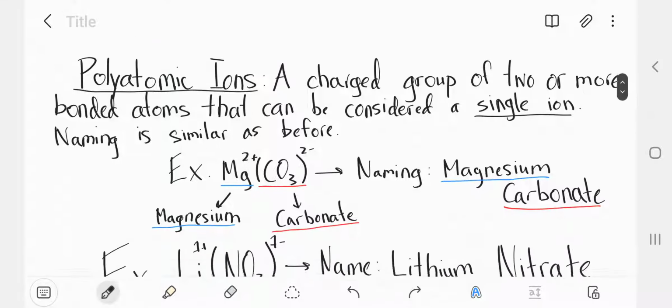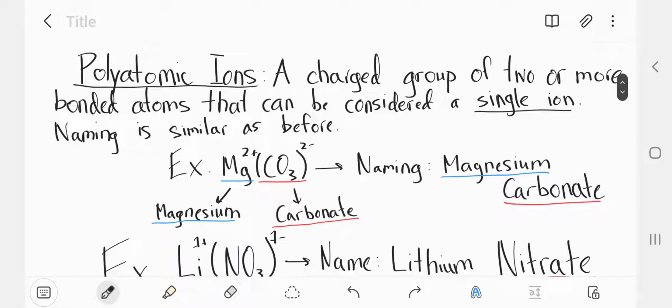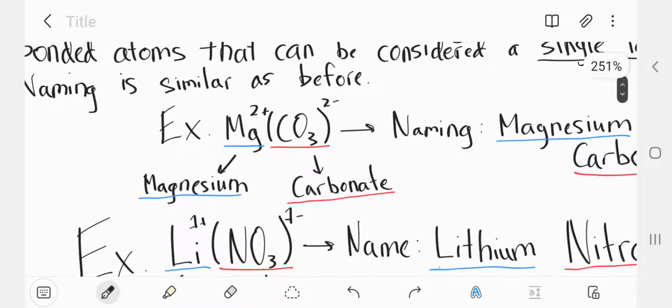Now for polyatomic ions, if you remember that long list of those random ions like phosphate, peroxide, and nitrite, that's what we're dealing with here. Just to know, polyatomic ions are a charged group of two or more bonded atoms that can be considered a single ion. And naming is similar as before.